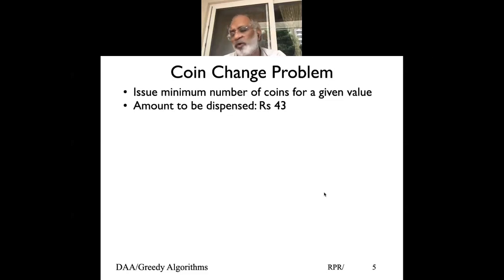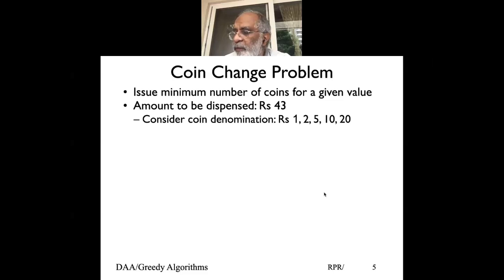The coins available to you are 1 rupee, 2 rupee, 5 rupee, 10 rupee, and 20 rupees. And assume you have enough coins of each denomination. Somebody gave you 100 rupees, he buys 57 rupees worth of stuff, and you need to return 43 rupees back. So what kind of coins should you choose?